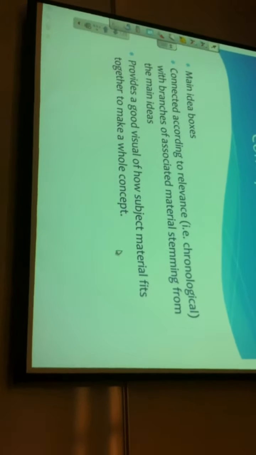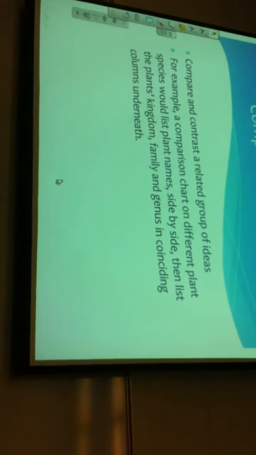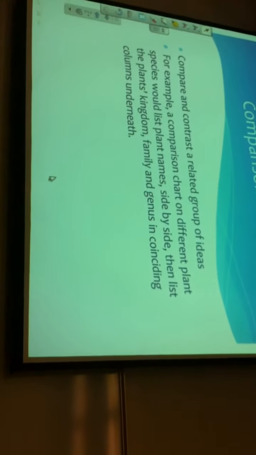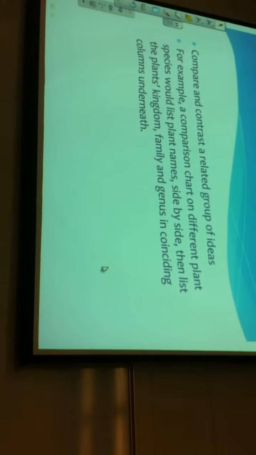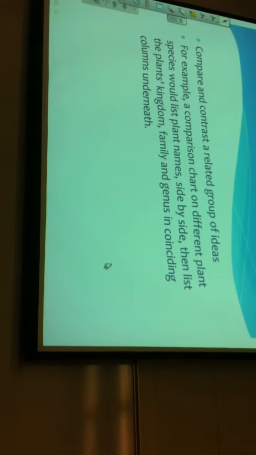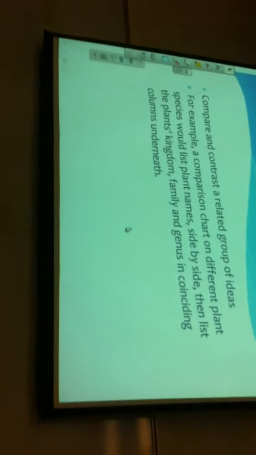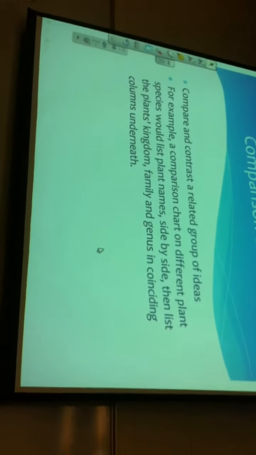There are different types, and the first is concept maps, which are main idea boxes connected by lines or branches, and it's really good for visual learners. And here are some examples. And then we have comparison checks. With these, we compare and contrast a related group of ideas. A good example can be a chart on different plant species with plant names side by side, and each plant's kingdom, family, and genus in coinciding columns underneath.